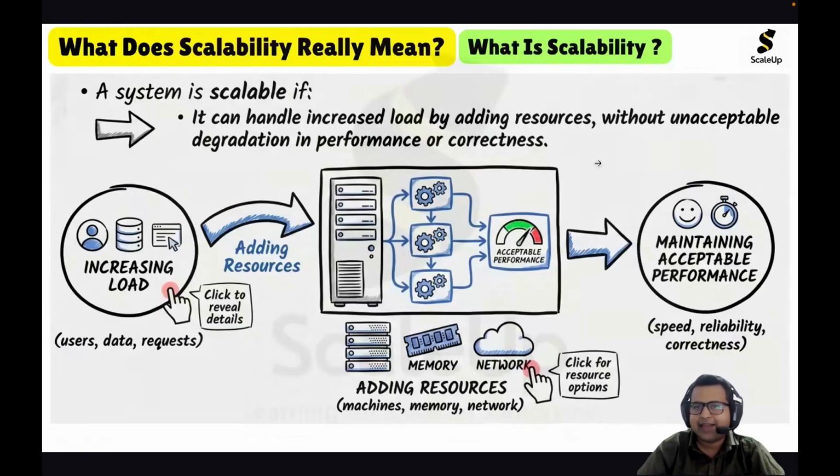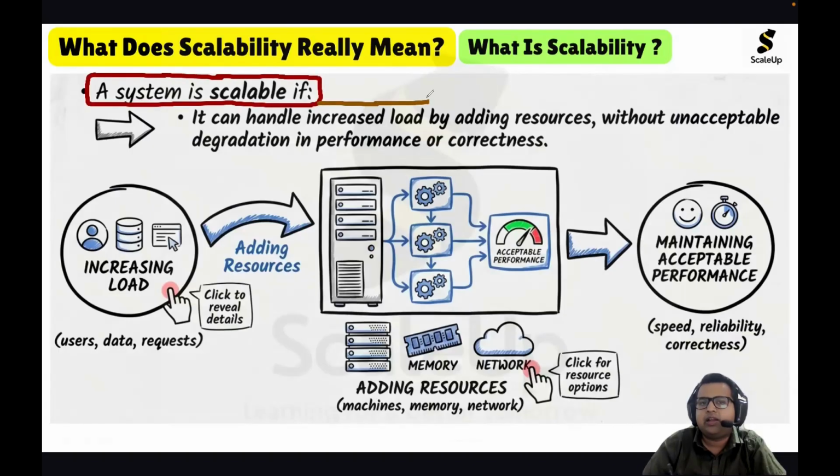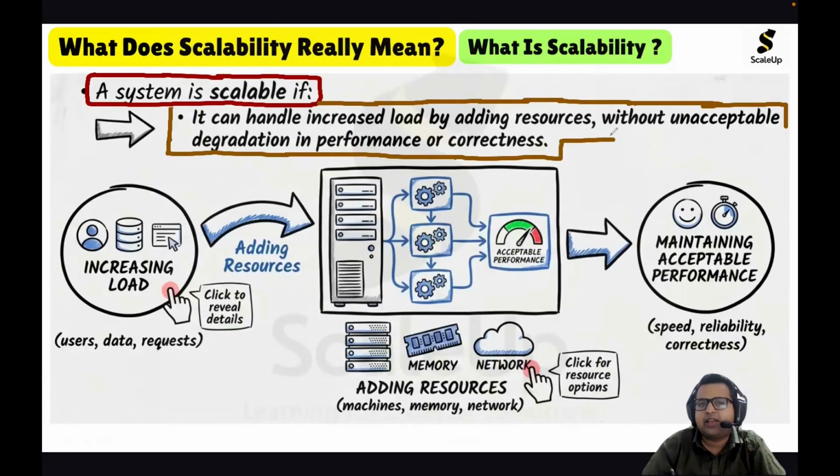If we talk about what exactly is scalability, a system is said to be scalable if it can handle increased load by adding resources without unacceptable degradation in performance or correctness. So the system is scalable if it can handle the increasing load. That is the meaning of scalability.